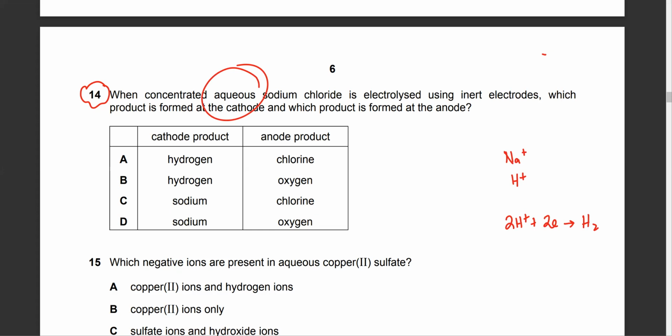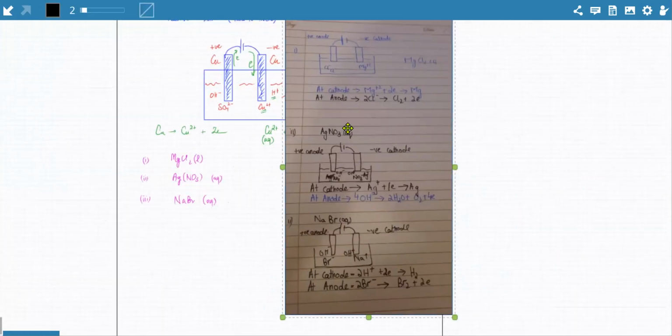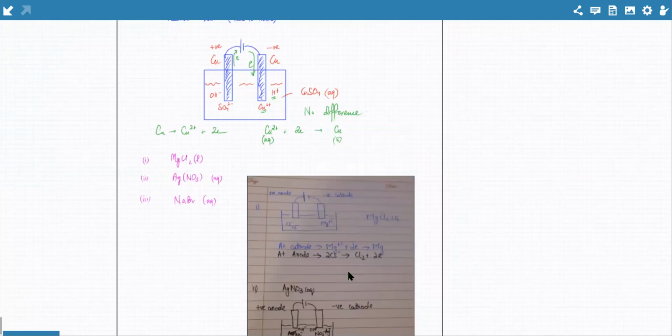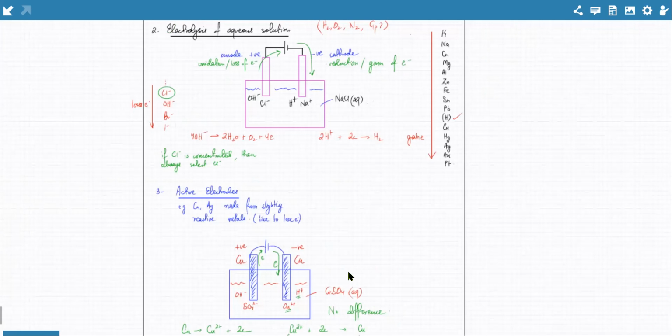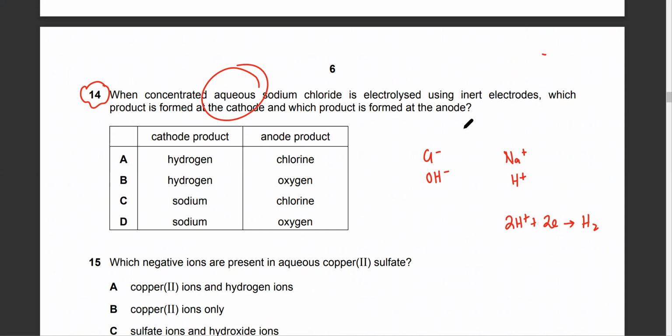And on the other side, you've got Cl- and you've got OH-. We wrote down in our notes that OH- is lower down, so it likes to lose electrons, so it should be OH-. But if there's Cl- and it's concentrated, then it's always going to be Cl-. So in this case, since a concentrated solution is used, Cl- is going to be discharged, and since it's diatomic, 2 Cl- forms Cl2 and produces 2 electrons. So the product at the cathode is hydrogen, and the product at the anode is chlorine. Okay, is this clear?